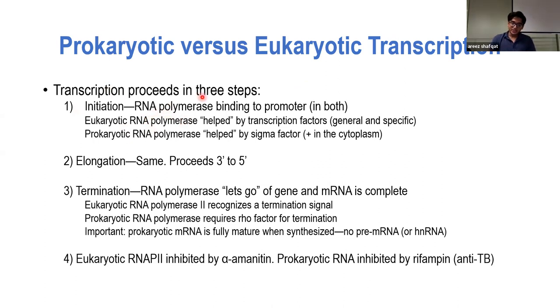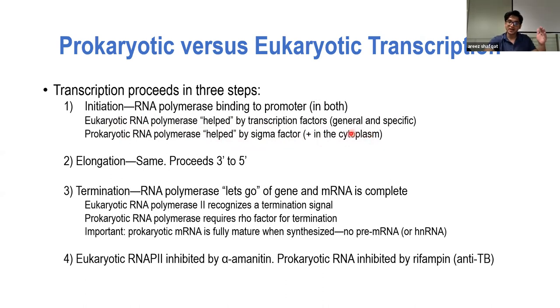All right, so transcription involves three steps. It involves initiation, where RNA polymerase binds to the promoter. This happens in both eukaryotes and prokaryotes. In eukaryotes, RNA polymerase is helped by general transcription factors, and specific transcription factors bind to enhancers. The prokaryotic RNA polymerase is a bit different. It binds to the promoter with the help of a sigma factor. Plus, this happens in the cytoplasm because prokaryotes don't have a nucleus.